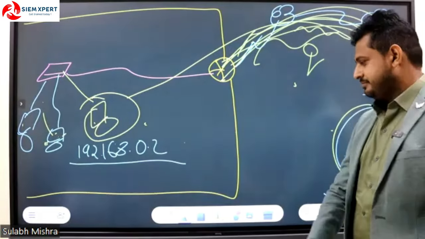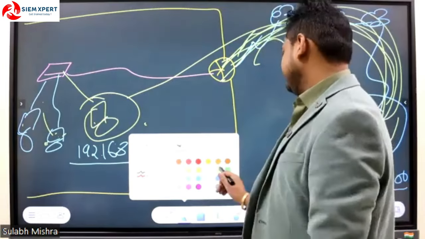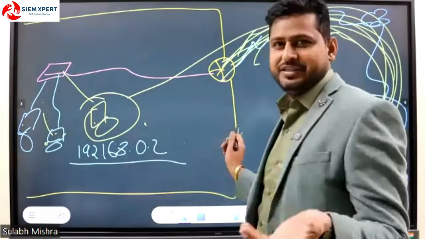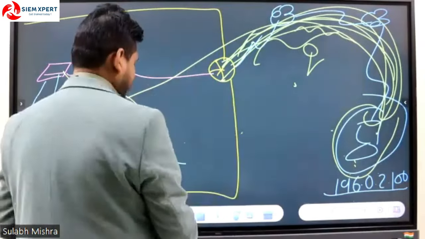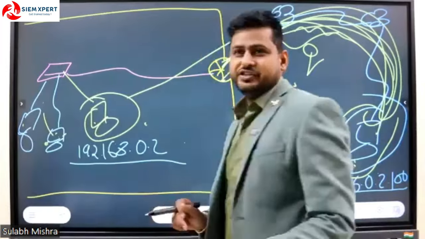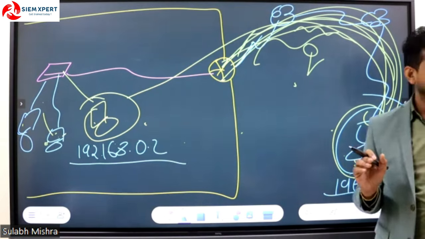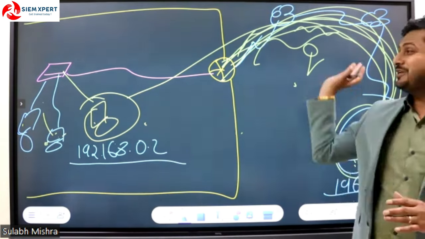Can't we call this one form of netting? Huh? What? No, it's not netting. Netting and VPN are separate technologies. Understand? So once I connect to the VPN, once it is connected, I will get the private IP address. Virtually I have shifted here.